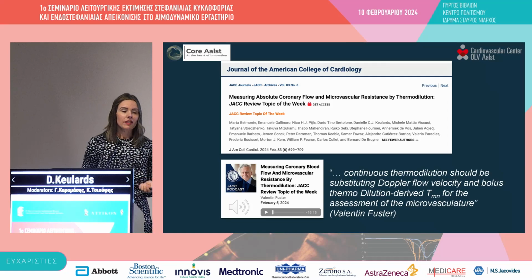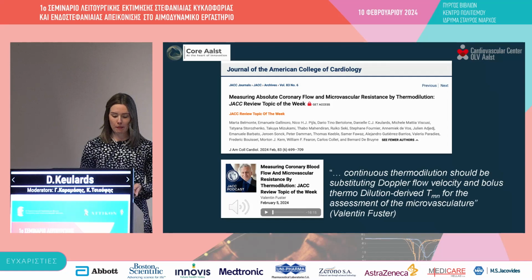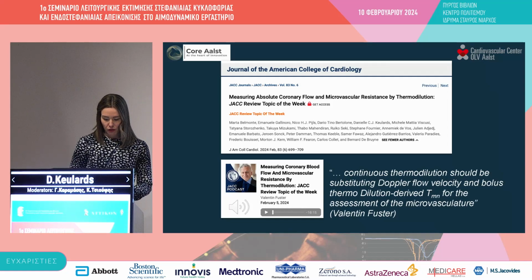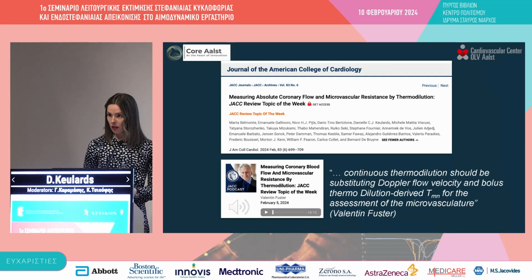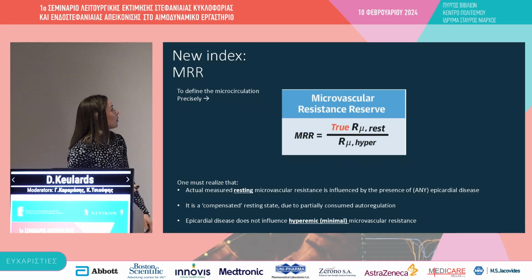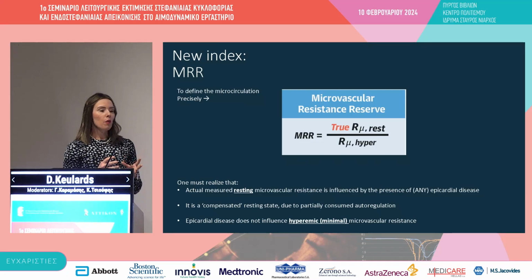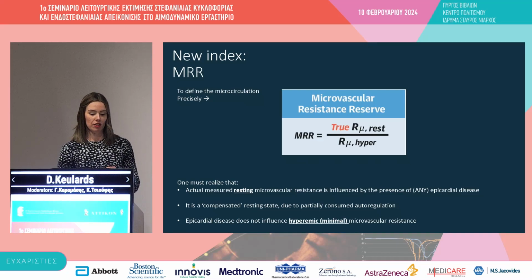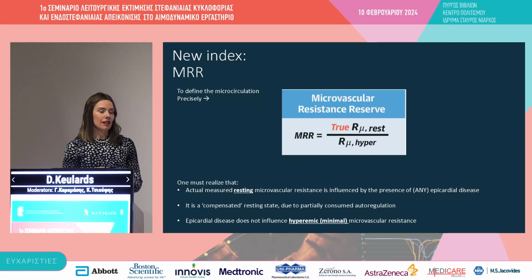And what is MRR? It's difficult to explain that to you in a couple of minutes, but I'll do my best. We can talk about that for hours. But this is the message that they carry home. On one hand, in short, what we actually want to define the microcirculation precisely is something like the true resting microvascular resistance divided by the hyperemic resistance. But the resting microvascular resistance is always influenced by some kind of epicardial disease.